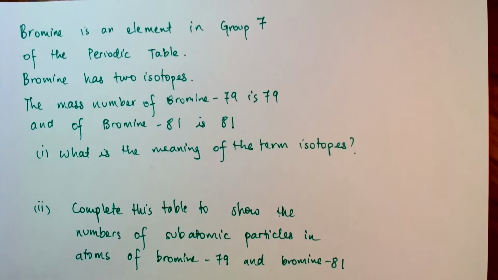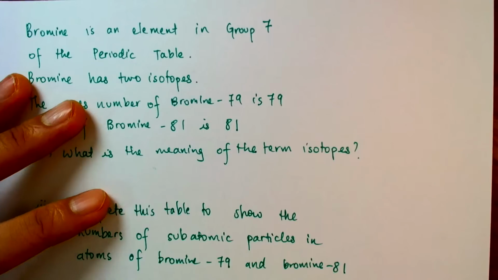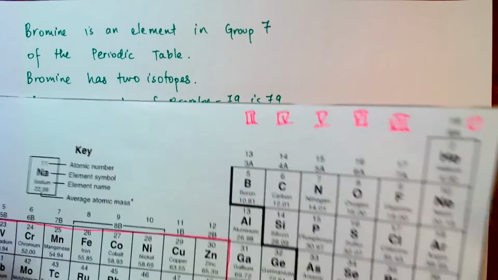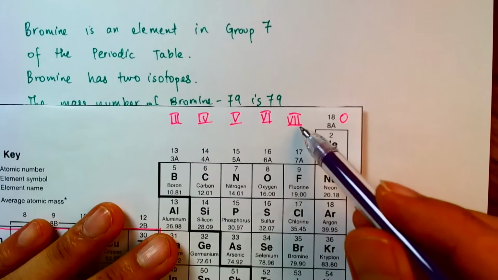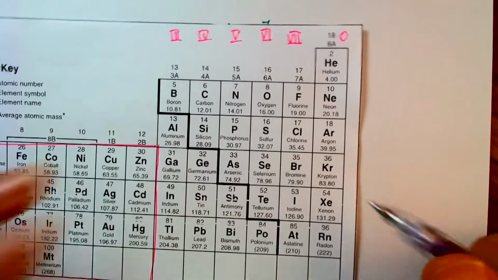Well, we've seen that atoms of the same element, namely of the same proton number, can have different numbers of neutrons. As is the case with bromine, let's take a look at bromine here. It is in group 7. We have group 7 here, and bromine is element number 35.